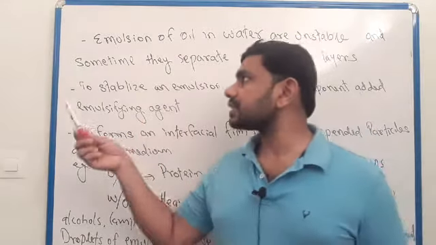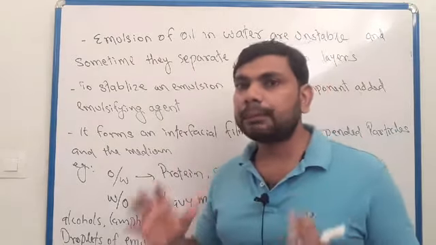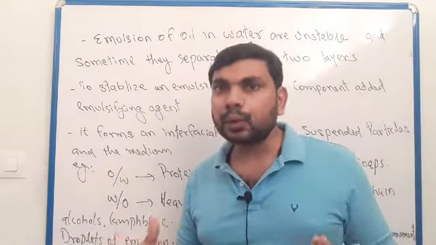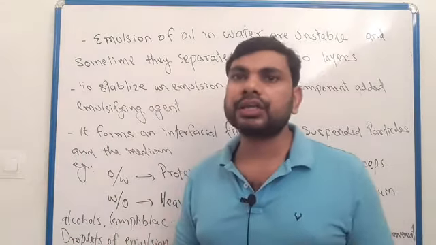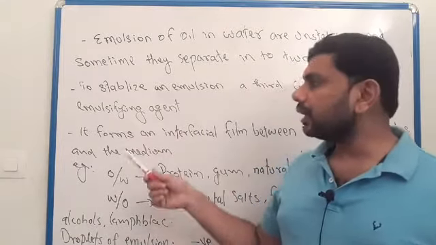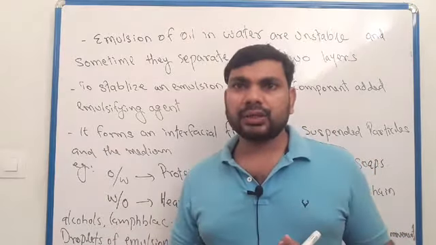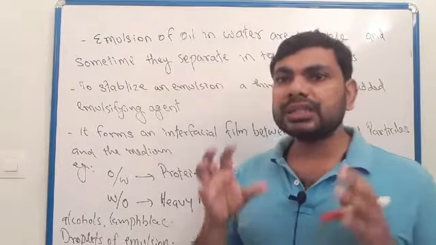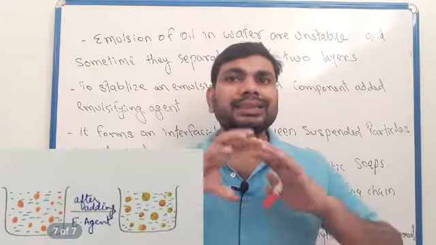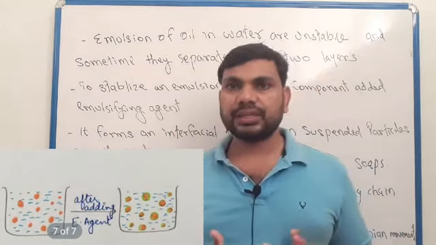So here we discussed emulsions such as oil in water are highly unstable. When we keep them undisturbed, they form two separate layers. To make it stable, we have to add a third component. Such components are called emulsifying agents. Look here. When we add an emulsifying agent, this third component makes an interfacial film. It makes a thin layer between the dispersed phase.